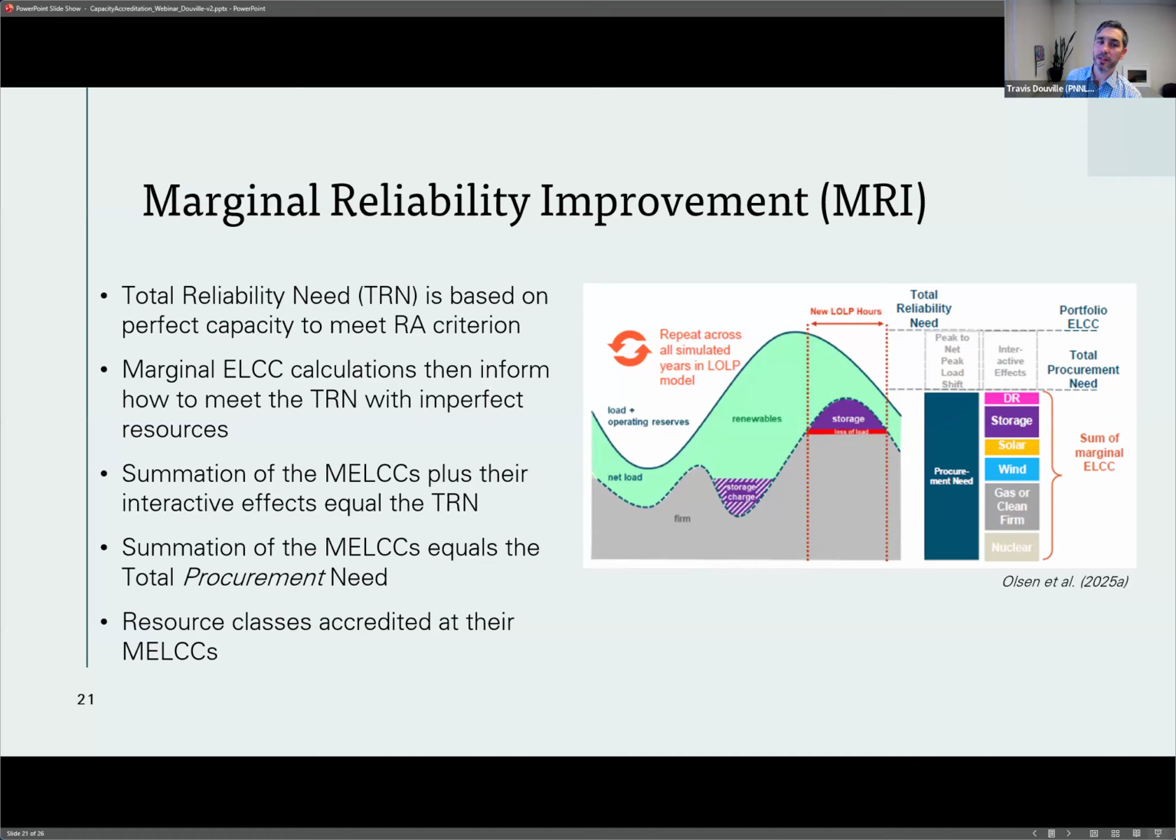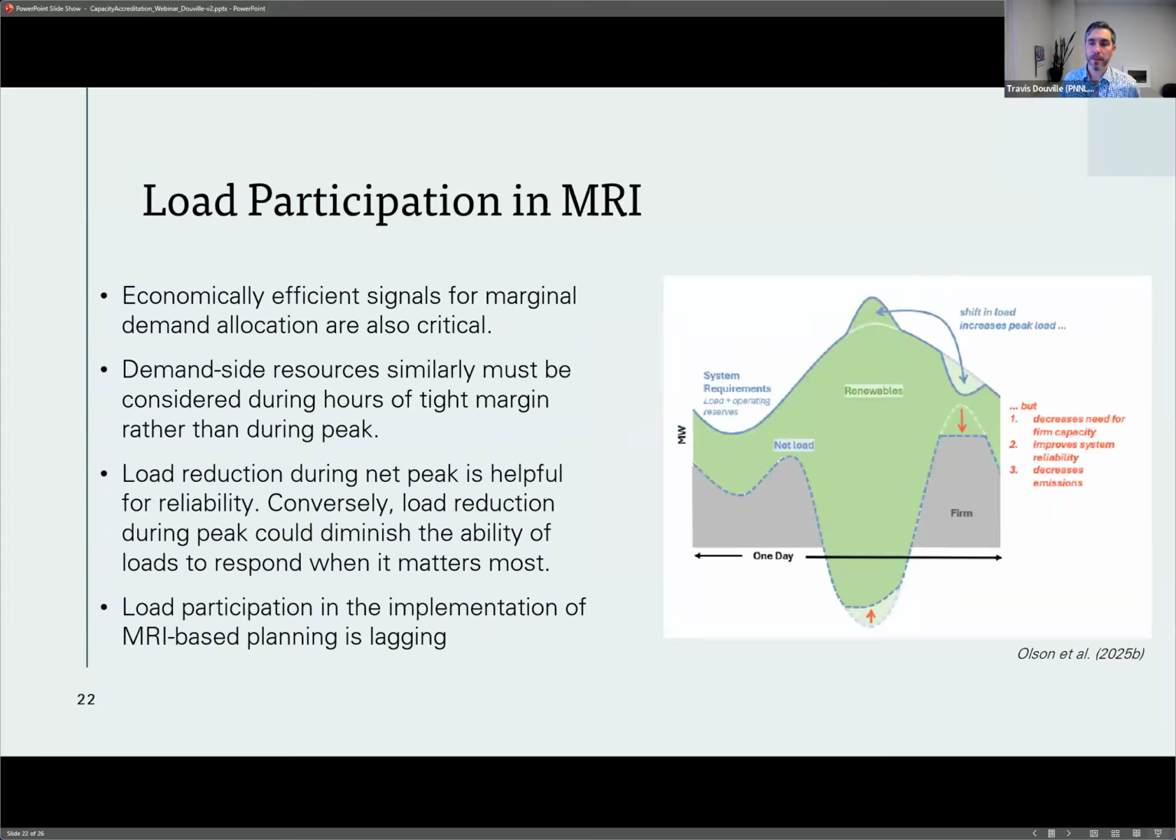MRI results in lower procurement than ICAP because resource unavailability is appropriately accounted for in accreditation rather than socialized in the PRM. And that's true, referencing UCAP as well. Finally, we need to discuss the way that demand-side resources can participate as capacity resources, and that can be part of the MRI calculation. Marginal demand allocation may also be an economically efficient way to value contributions from the demand side.